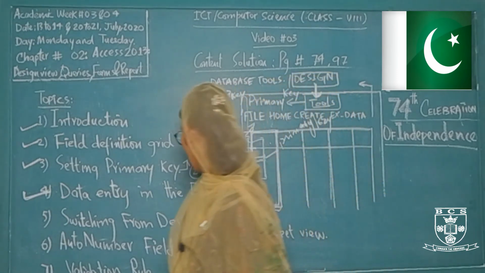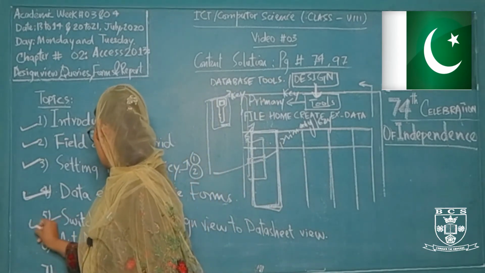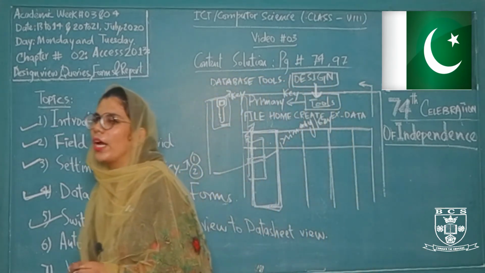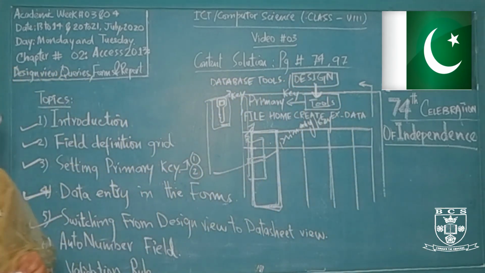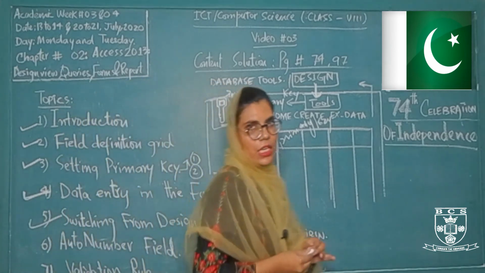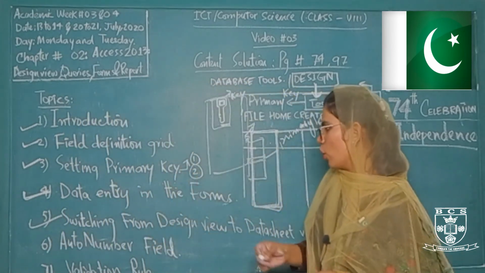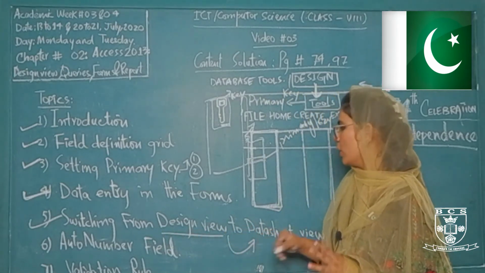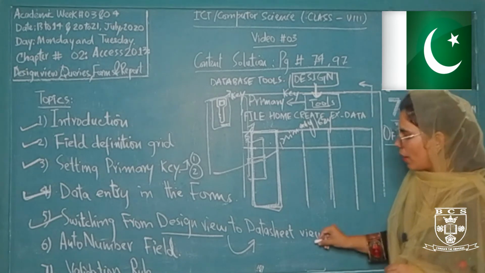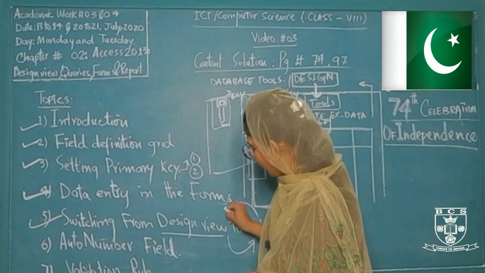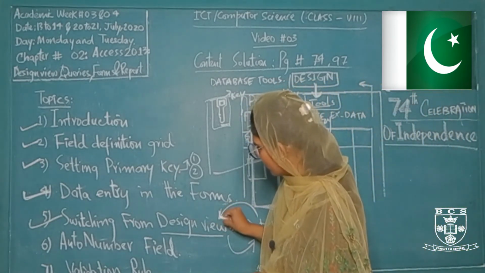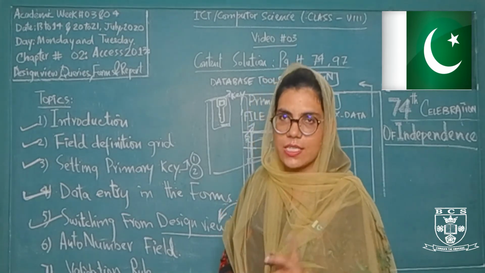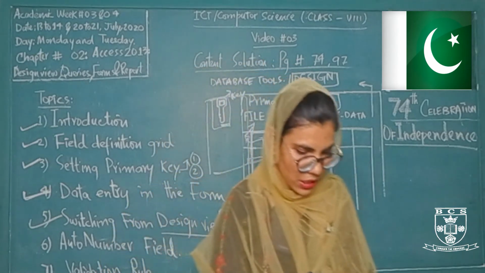Next is switching from design view to datasheet view. There are two different views, design view and datasheet view. We can use either view, but at one time we can use only one view. If my screen is showing the design view and I want to go to the datasheet view for editing, or if I have the datasheet view and I want to go to the design view for formatting, there is a way by which we can switch between these two views.